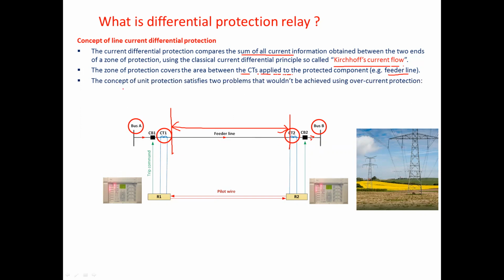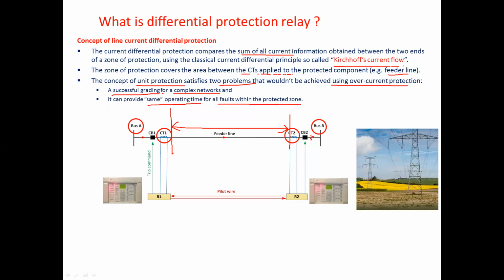The concept of unit protection satisfies two problems that would not be achieved using overcurrent protection. Of course, overcurrent protection is used for backup protection in the transmission system and main protection in distribution. We choose unit protection because it has successful grading for a complex network. It can also provide the same operating time for all faults within the protected zone, regardless of the fault location.